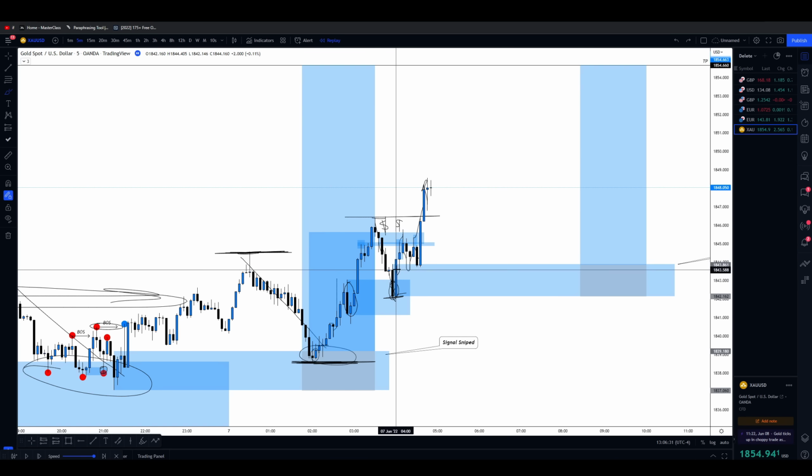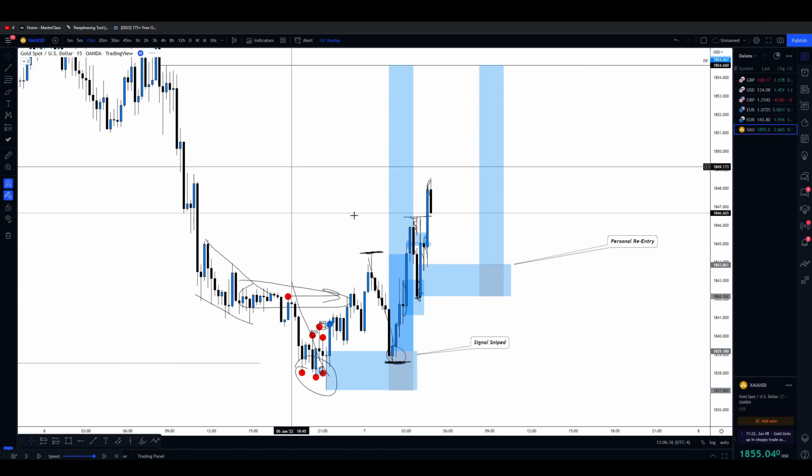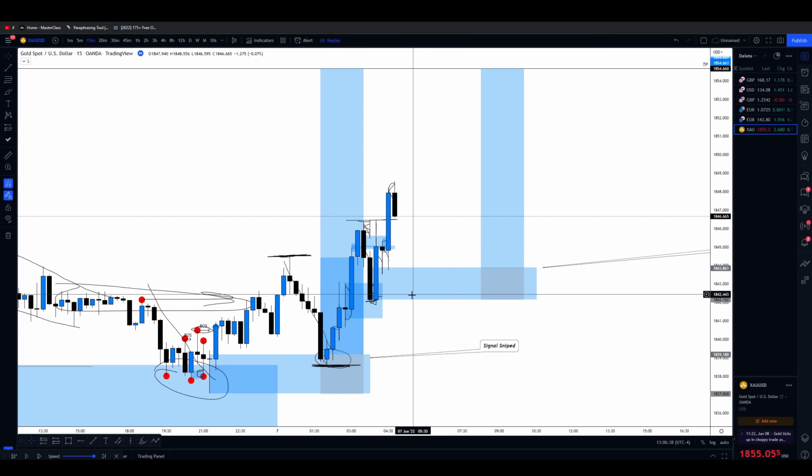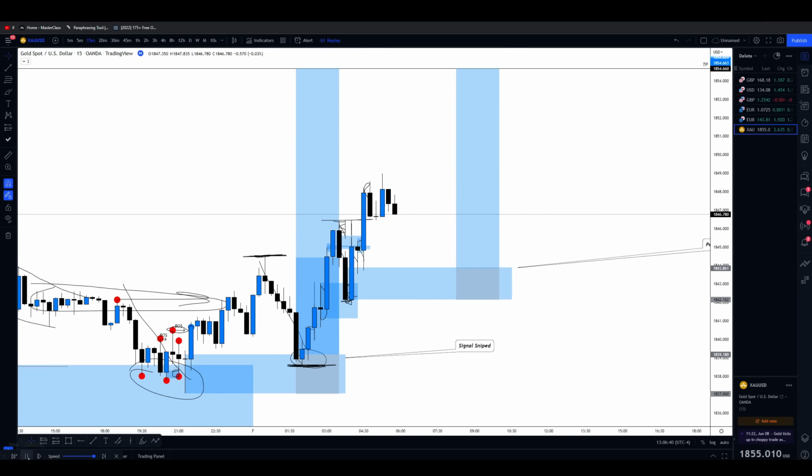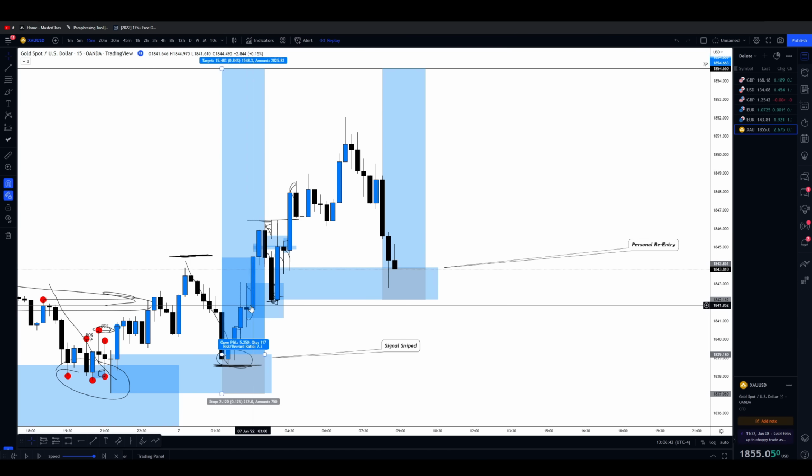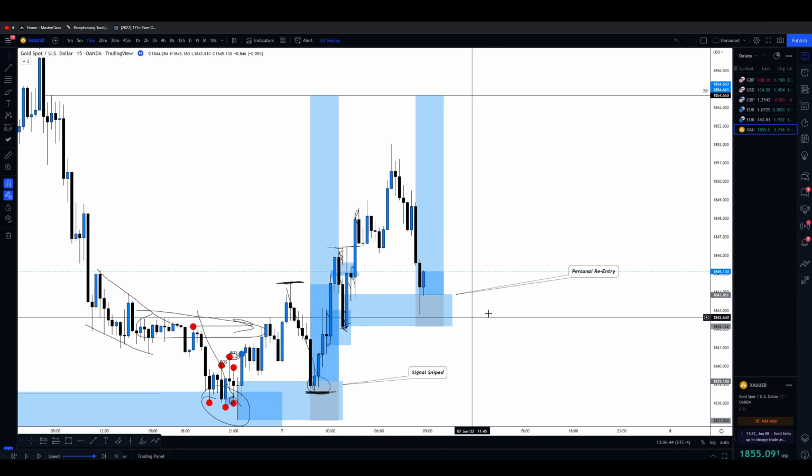So then my next point of interest was right here. I saw this new point of interest. I saw that I could have refined this. I think, yeah, it was on the 15 minute. I could have refined it, but I chose not to. And I set my limit right there because price had already reacted off of this higher time frame point of interest. And then we get triggered in.